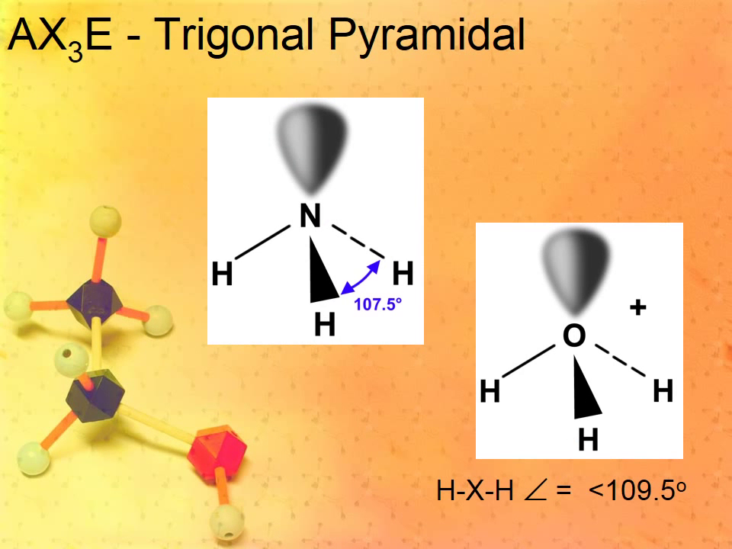Here are 2 examples of the AX3E type, and that would be ammonia, NH3 on the top, and the hydronium ion on the bottom. The angle between the bonding pairs is somewhat less than 109.5. And by the way, for ammonia, you must know the angle. Typically, you're asked to know exactly what the angle is, which is 107.5, or 107 is also accepted typically.